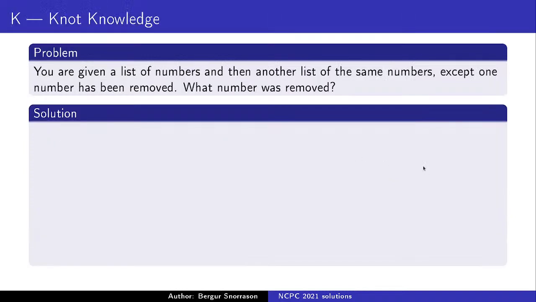So let's start with the problems from easy to hard. The easiest problem in the set was problem K, not knowledge. And here you were given a list of numbers and then another list of the same numbers, except one number had been removed and the order may have been changed. And the goal was just to figure out what is the missing number in the second list.